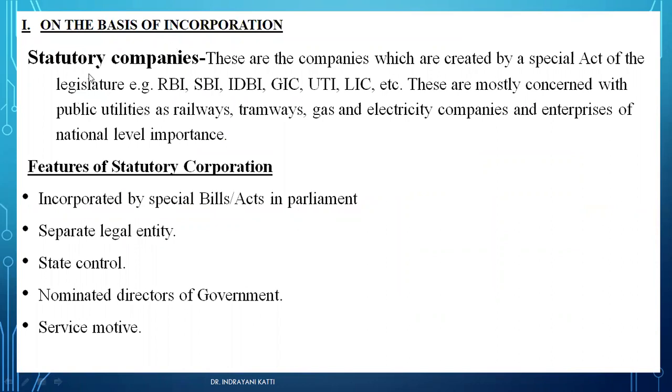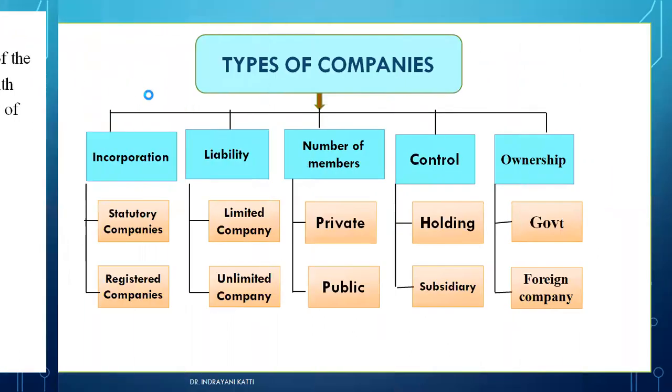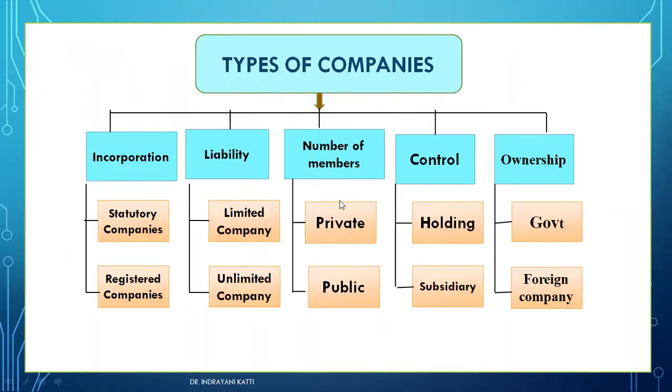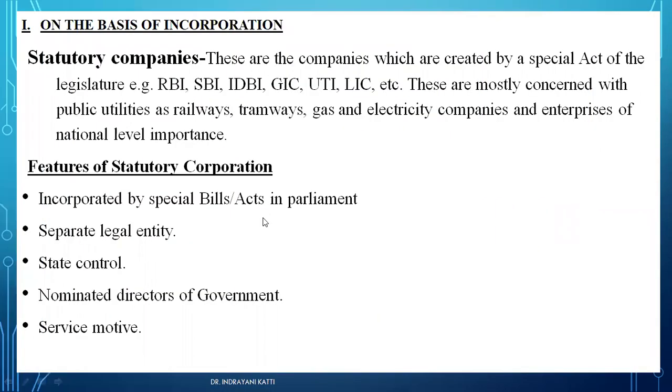First, let's learn what we mean by statutory companies. In this type, you will get at least 2 marks questions, and if it is a lengthy question, you may get a 10 marks question also on these types of companies. The question may be for 2 marks: statutory company, registered company, private limited company, public limited company, or limited liability and unlimited liability. That's why this chart is very, very important from the examination point of view as well as for knowledge. Okay, let's move on to the statutory company.